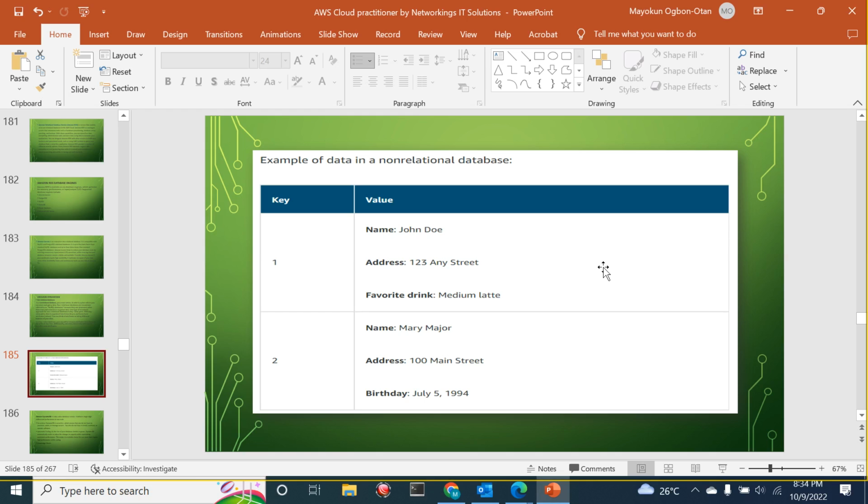Are we there? We can go further by saying, all rows in a SQL database form a table, while all documents in a NoSQL database form a collection.